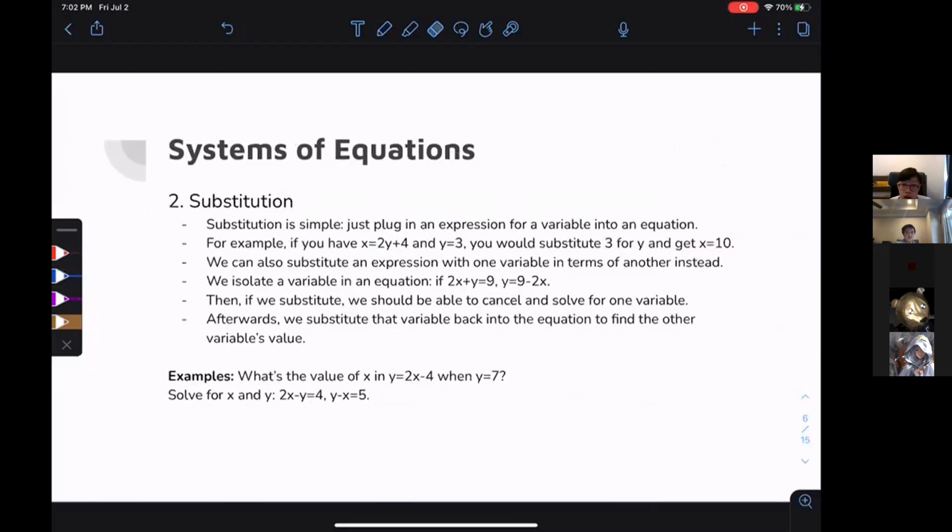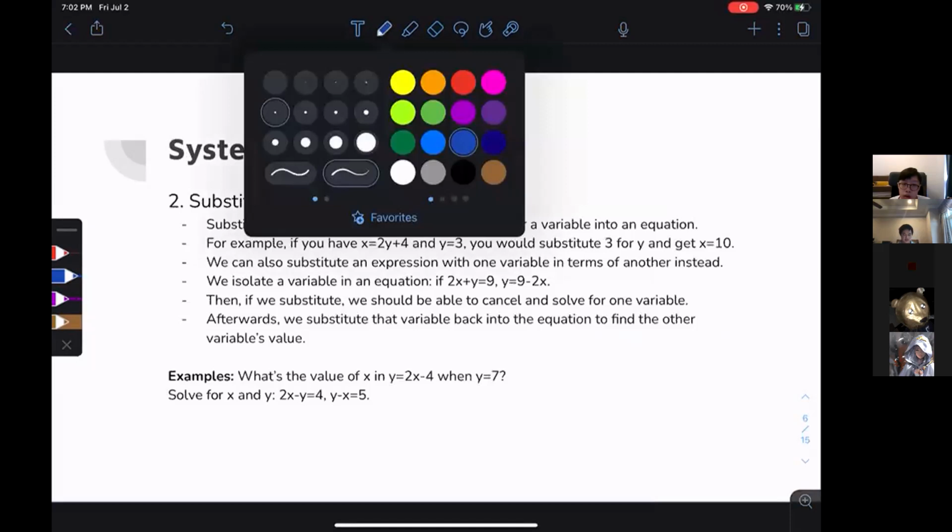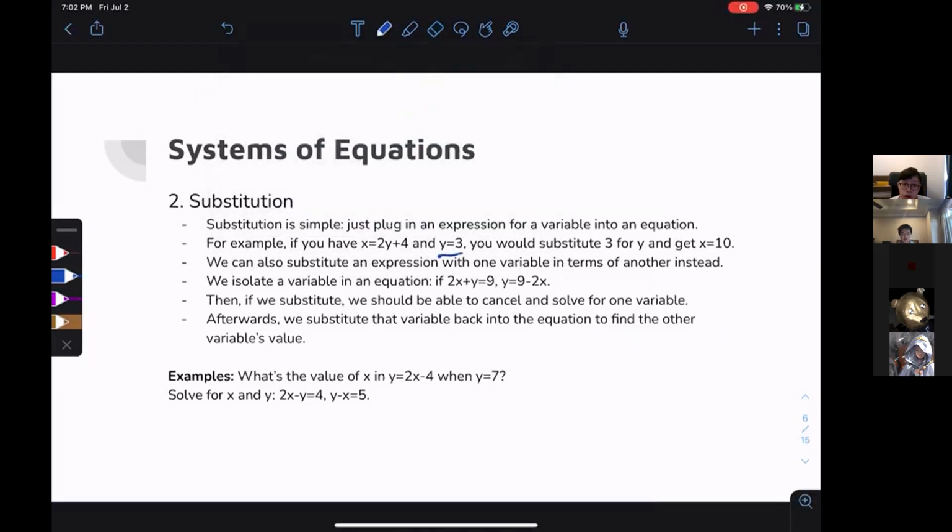So for substitution, substitution is simple. You just plug an expression for a variable into an equation. One example, if you have x is 2y plus 4 and y is equal to 3, you'd substitute 3 for y and get x is equal to 2 times 3 plus 4 is equal to 10. And I'm pretty sure you can all see why, because x is equal to 2y plus 4, and then you're just directly given that y is 3, so then you can just plug in 3 for y and get x is 10. This is the most basic form of substitution.